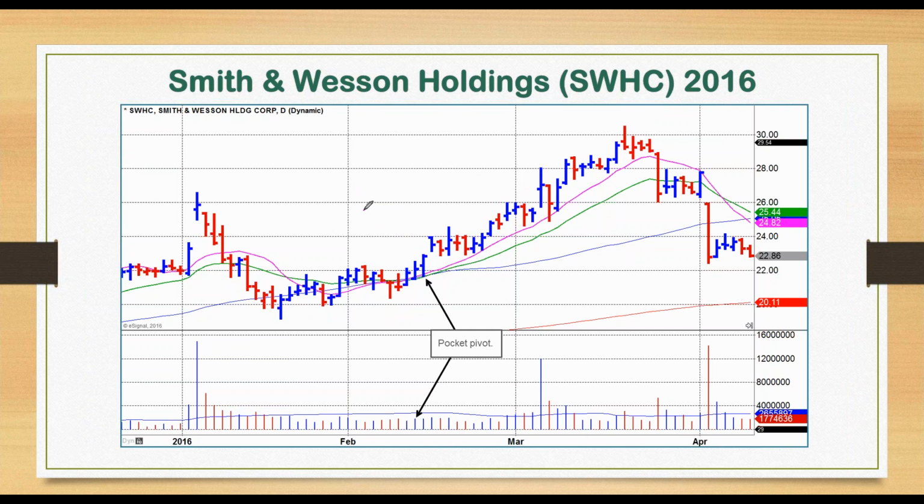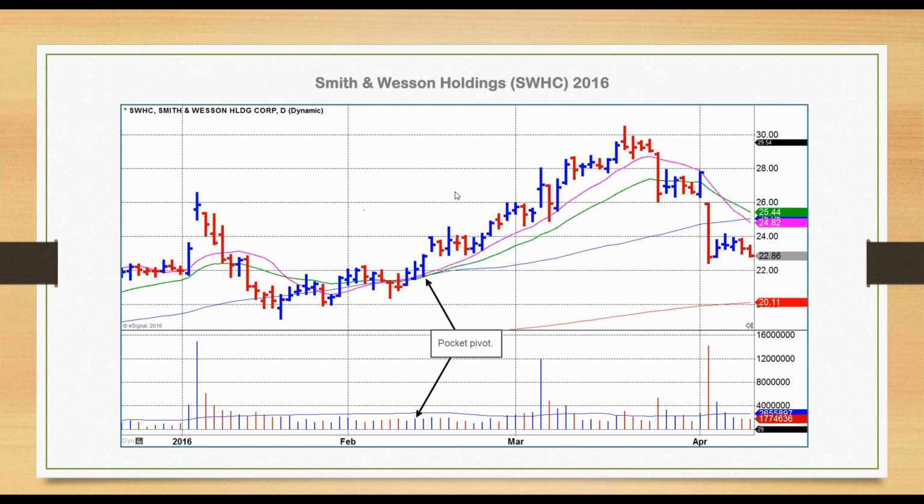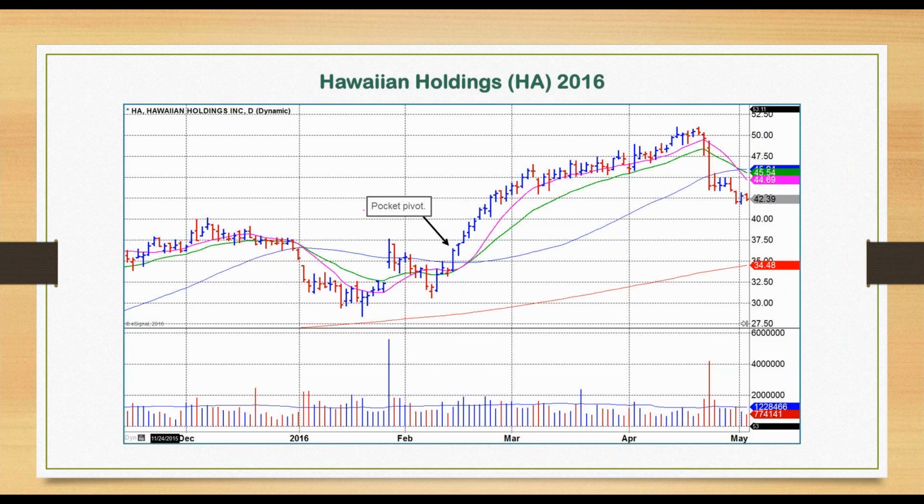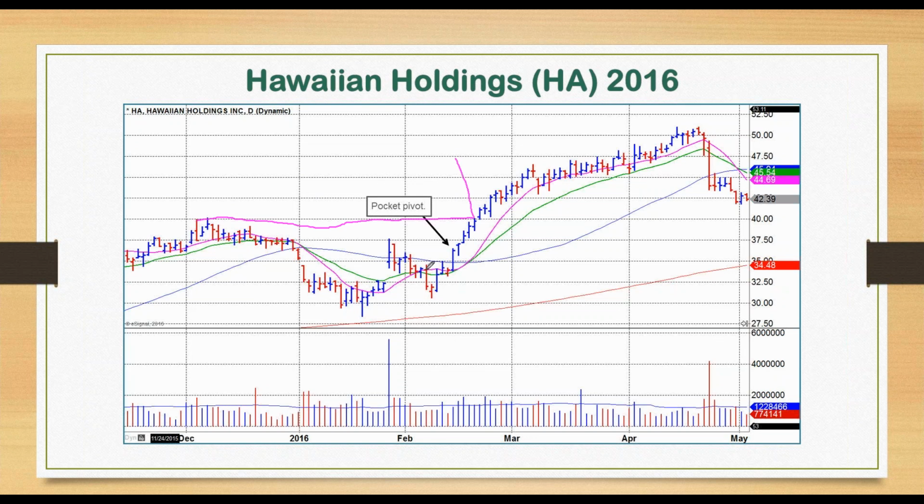Let's look at another one. I think we can go back to Hawaiian Holdings. Yeah, Hawaiian Holdings, rather than waiting for the breakout up here, so instead of waiting for it to break out through here, you can buy this pocket pivot right here, and that gets you in about 4 or 5 points earlier. So, you know, about 10% earlier, and then you capture this trend.